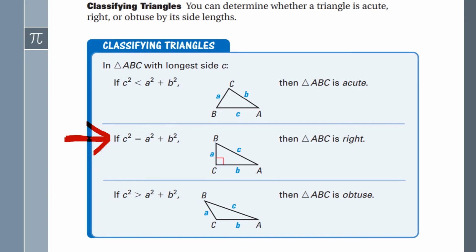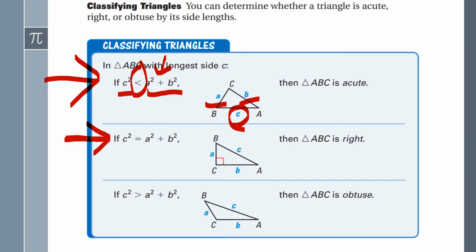But this time, when you compare the side squares and the sum, we want to end up with it being less than to be acute and greater than to be obtuse. So if you look at the first one, we see that the longer side is C. You're going to take C and square it. Take the two shorter sides, A and B, square them and then add those squares together. If C squared is less than A squared plus B squared, then the triangle is an acute triangle.